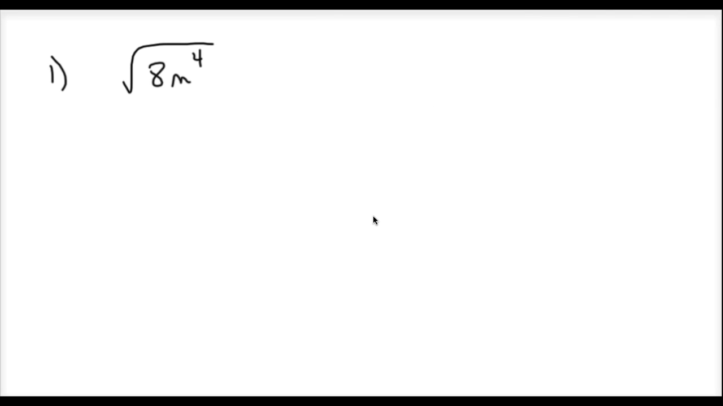Simplifying radical expressions. First example, square root of 8m to the fourth. All right, so you've seen this in the quadratic formula where you're taking the square root of a number, and this time we're going to be throwing some variables in there. The variables are actually easier than the numbers. It actually takes less work to find the square root of a variable.